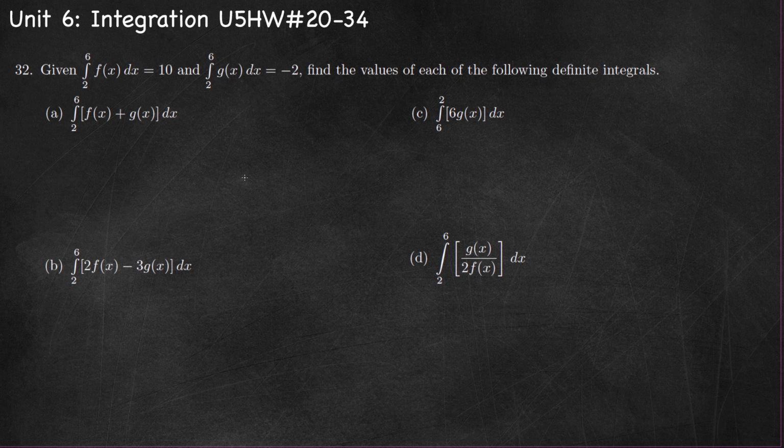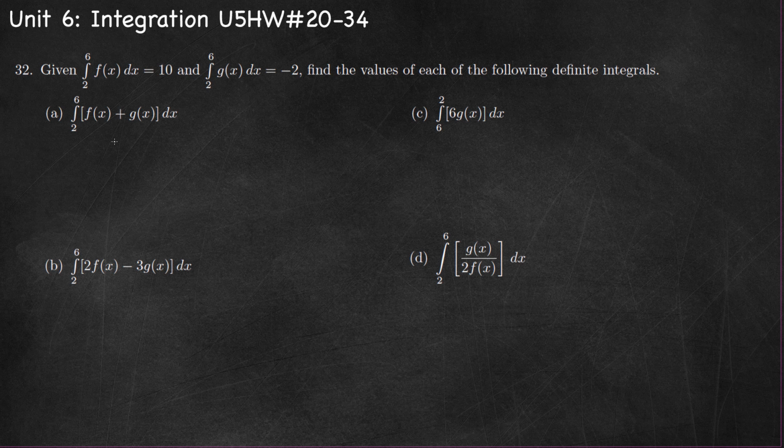32, we are told that the integral of f from -2 to 6 is 10, and the integral of g from 2 to 6 is -2. We want to find the values of each of the following definite integrals. So we're going to be using some properties of definite integrals.